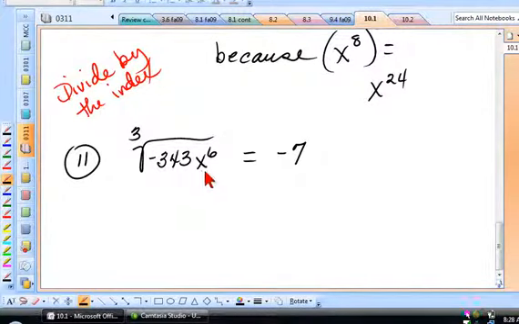Now, what's the cube root of x to the 6th? X to the 2nd, dividing 3 into 6. Remember, exponents have their own rules. I don't know why I wanted to just leave it as x. Well, I don't know why either, but don't.